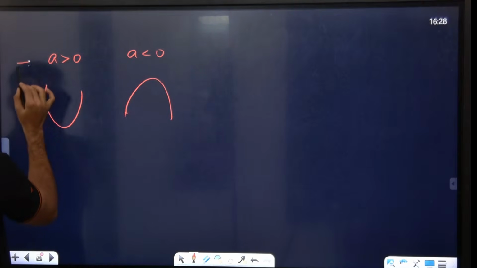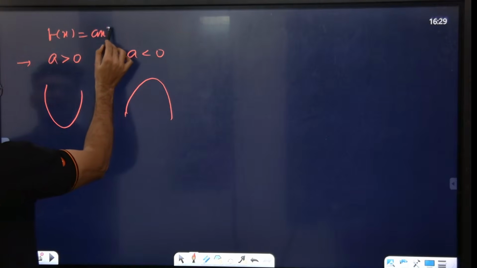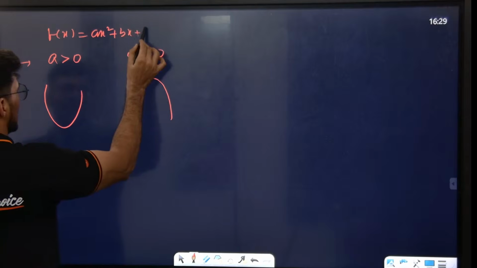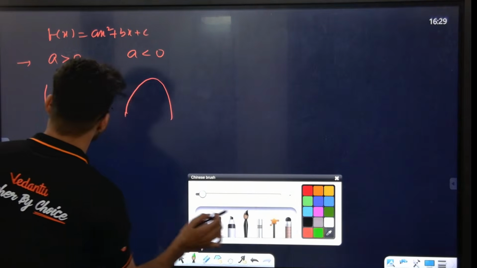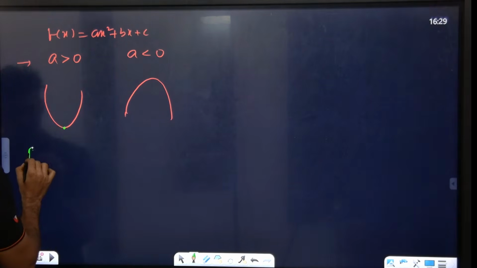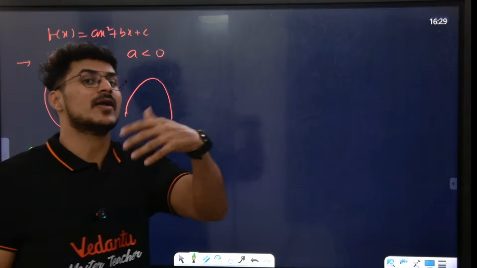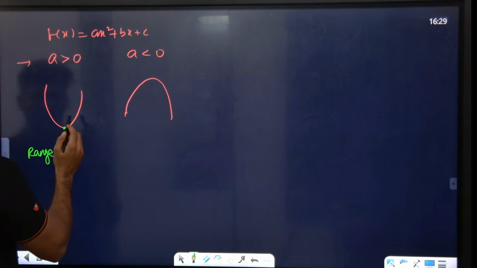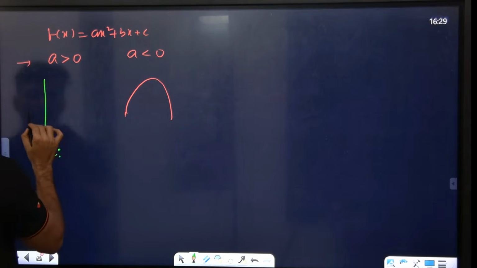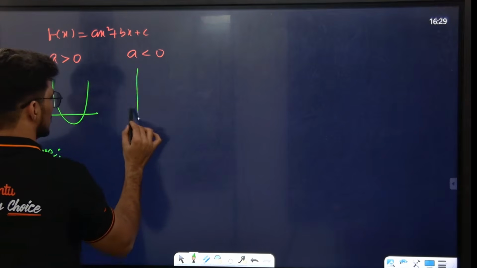In the positive case, what happens? In the negative case, what happens? What is the range of this? Range means the part of the graph covered along the y-axis. For example, this is the graph.